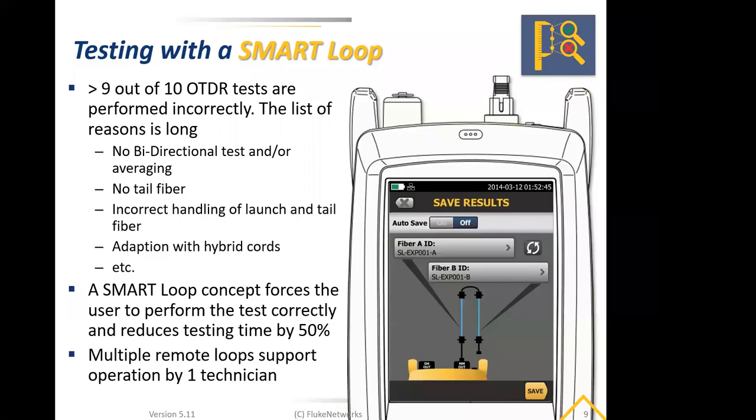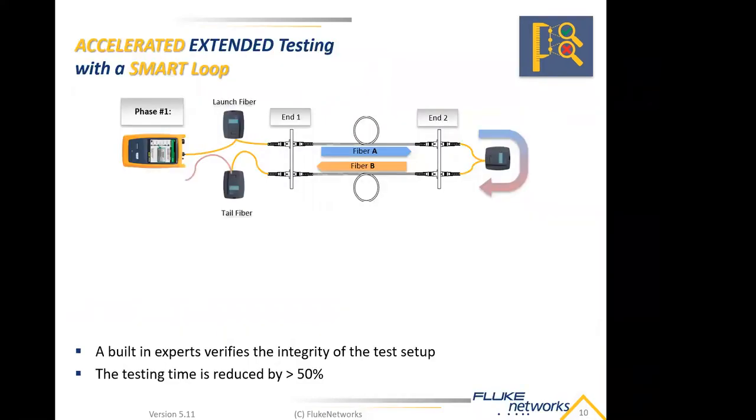And with a bit of luck, the poor old technician is not on his own, although if he is, then 2 or 3 smart loops mean he can test multiple pairs before he has to run down to the far end to move the loops around. And the smart loop looks like this, and I'll show you this later on.